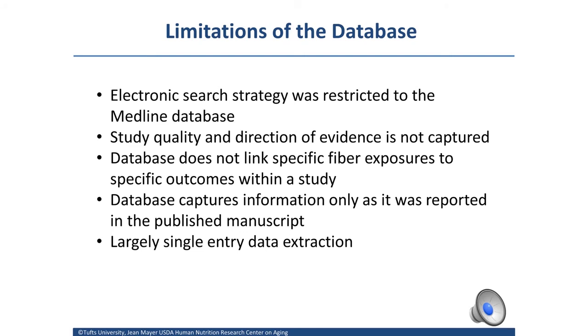Second, and I mentioned this earlier, the database does not capture study quality, and it also does not capture the direction of the evidence. So it will identify a paper that examined a specific fiber and a specific outcome, but it will not tell you whether that fiber and outcome were positively or negatively associated. You would then have to go find that paper, access it, and determine that yourself.